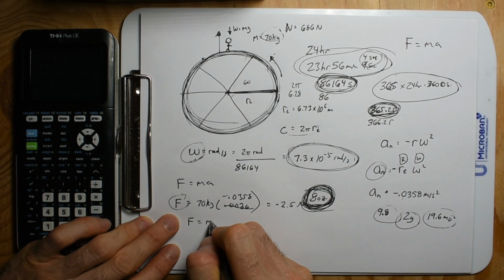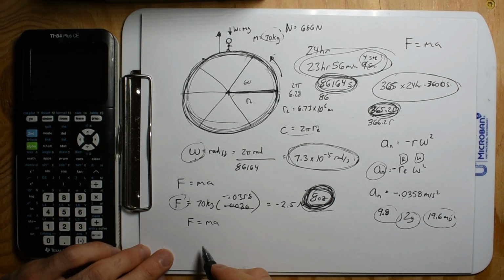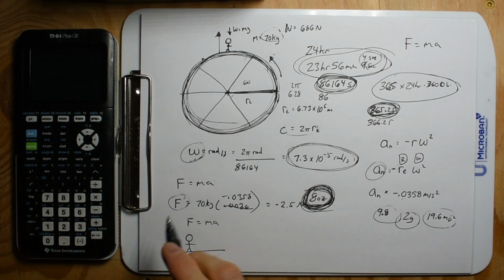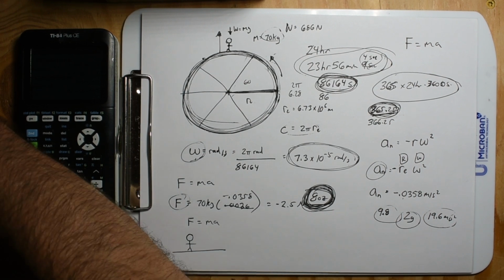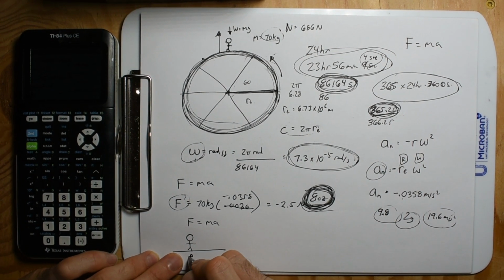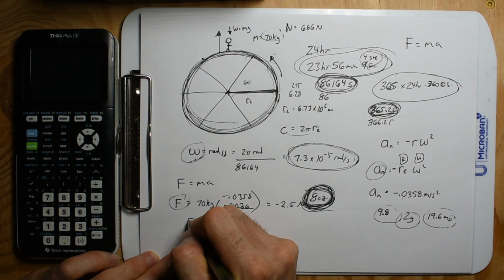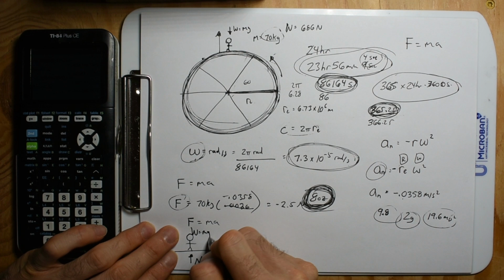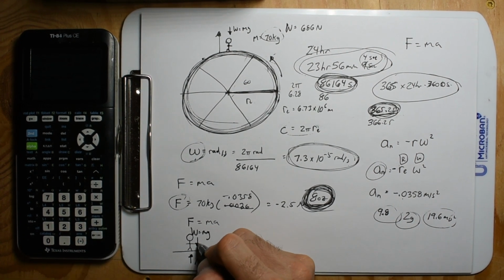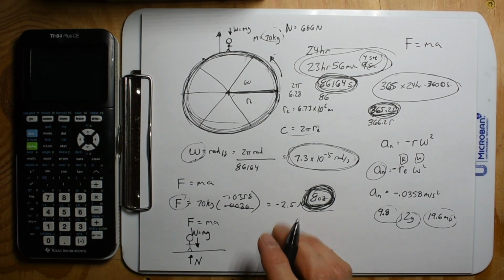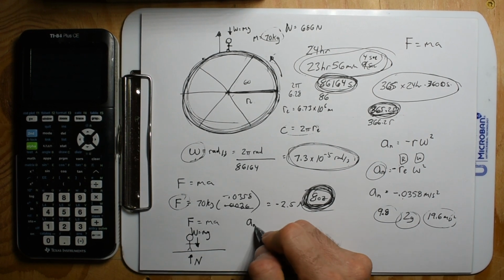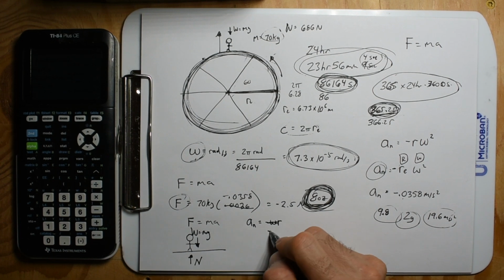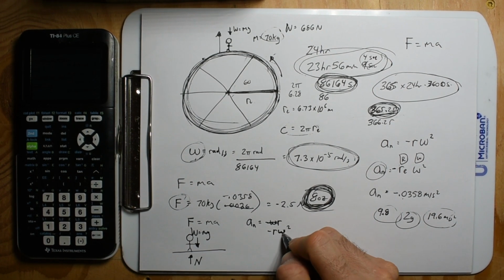So we got F equals ma. And we have now our person standing on the Earth. And we do have a normal force underneath us. We have a weight, we have mg downward. And we also have something else. We have this acceleration in the normal direction that's negative r omega squared.